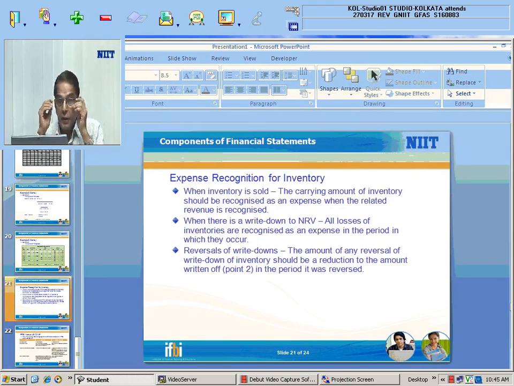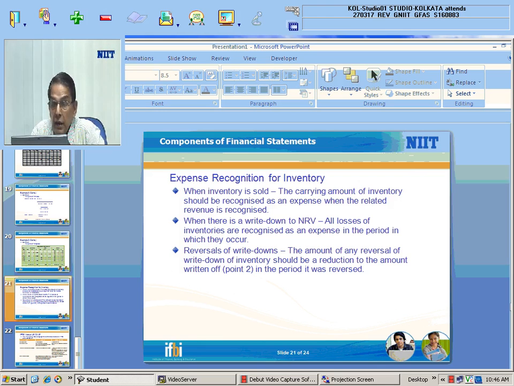Now, expense recognition for inventory. Whenever inventory is sold, the carrying amount of the inventory should be recognized as an expense and the related revenue is recognized. So when do you treat it as an expense? When the inventory is sold, whatever is the carrying amount of the inventory in the books, that should be recognized as an expense.